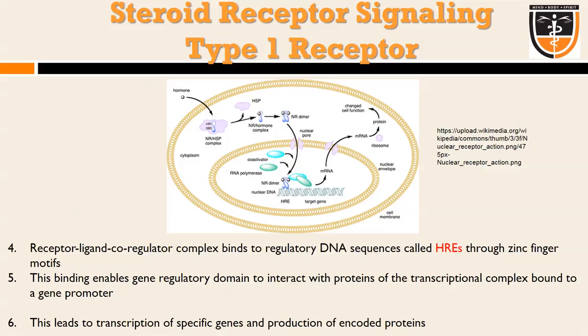This binding will now enable the regulatory domain on the receptor to interact with proteins of the transcriptional complex bound to the gene promoter, and they will stimulate the activity of the genes. So they bind to the HRE, okay? And now this co-activator that we mentioned will promote certain genes, will stimulate the transcription of specific genes.